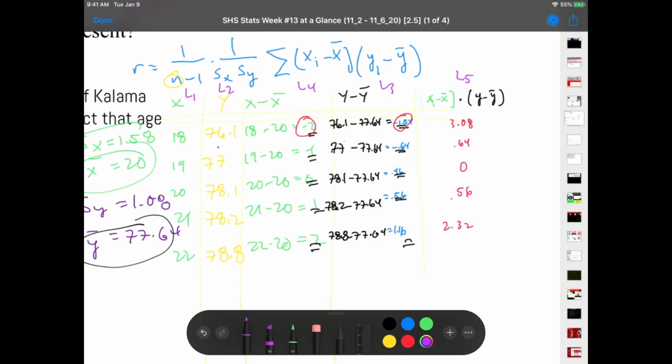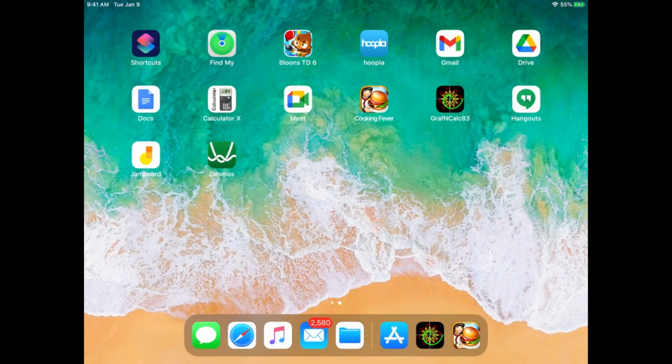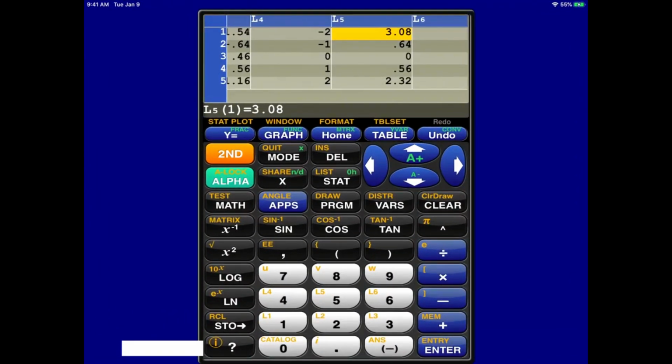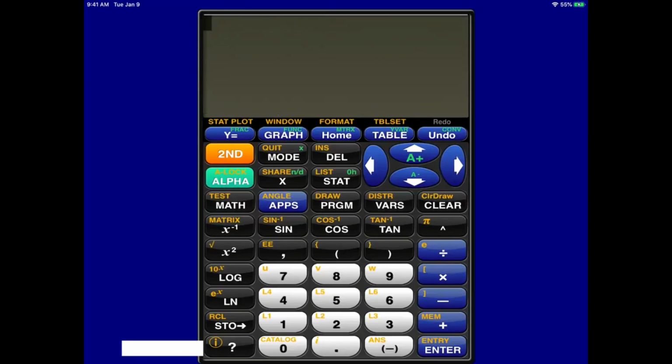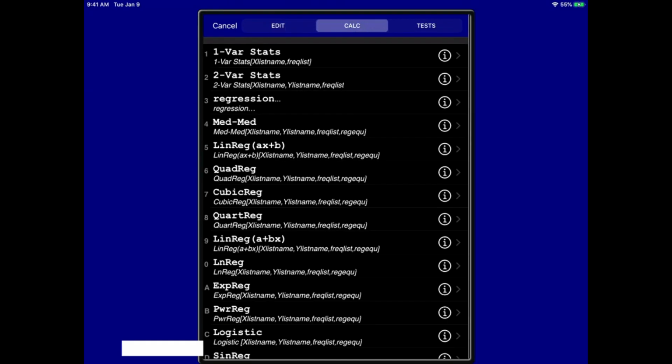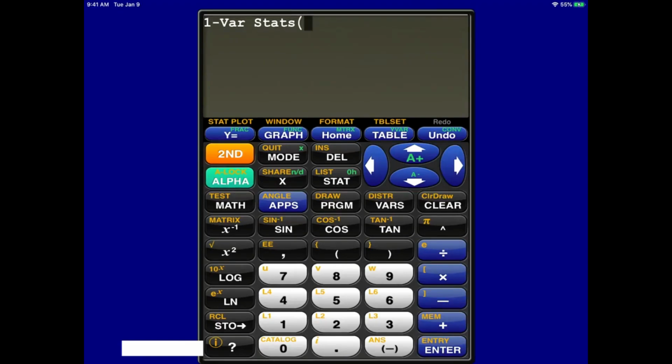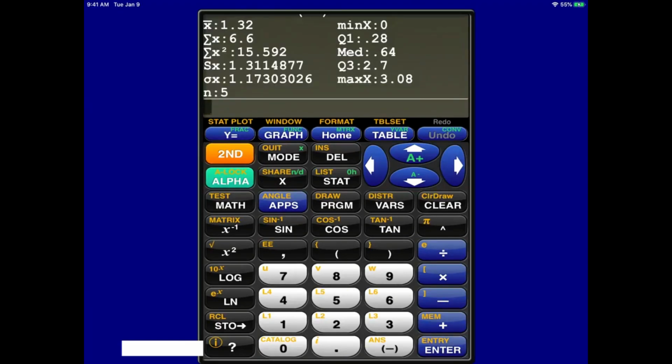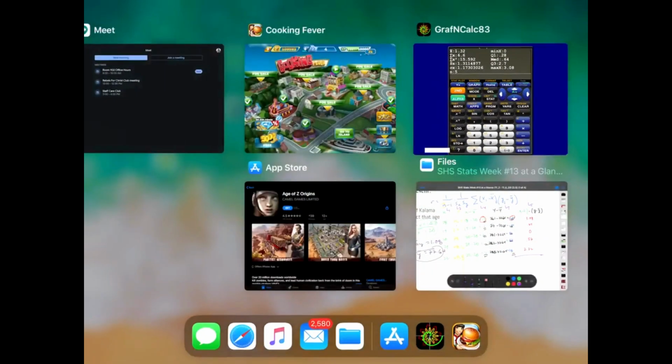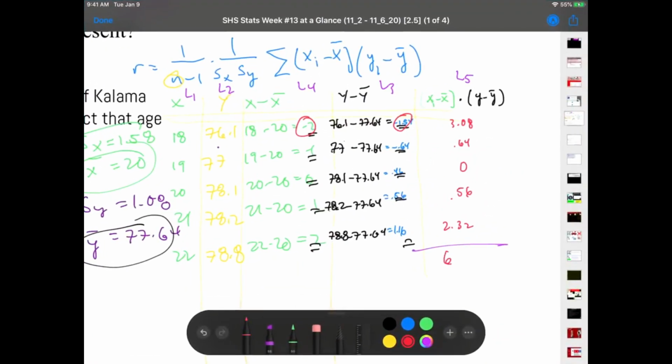What I'm going to do now is I'm going to do 1-Var Stats for list 5. So I go to the home screen, second mode, clear all that out, Stat, Calc, 1-Var Stats, list 5, so second 5. And the reason why I did that is I wanted the summation. I wanted it to add up everything, which gives me 6.6. Do you see that? The sigma x, the second one on the list in the left column, so 6.6. So the summation of all of that is 6.6.